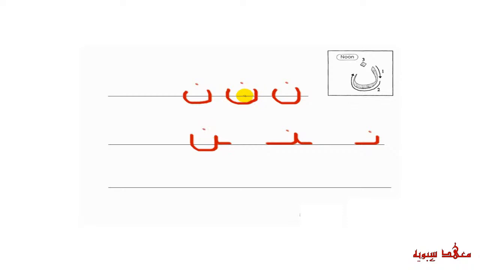So to write three noons together is as follows. And then you dot them.